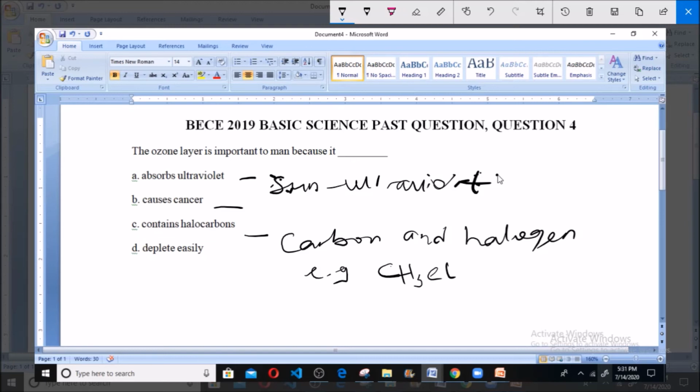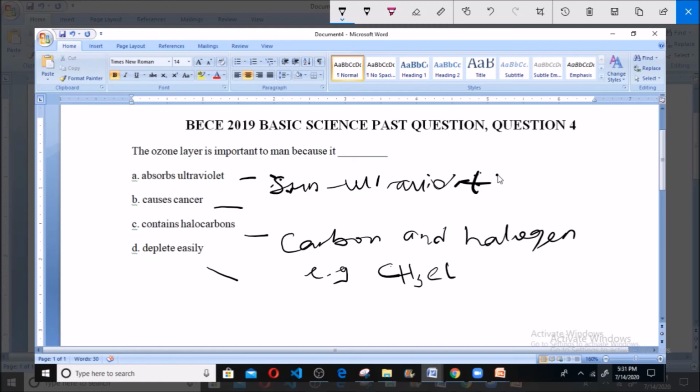Then depletes easily. Ozone layer, when depleted, is no longer important to humans, because when the ozone layer is depleted, what happens? These ultraviolet rays that are supposed to be absorbed get down to the human, and then cause havoc in the human skin, like cancer, tumors.